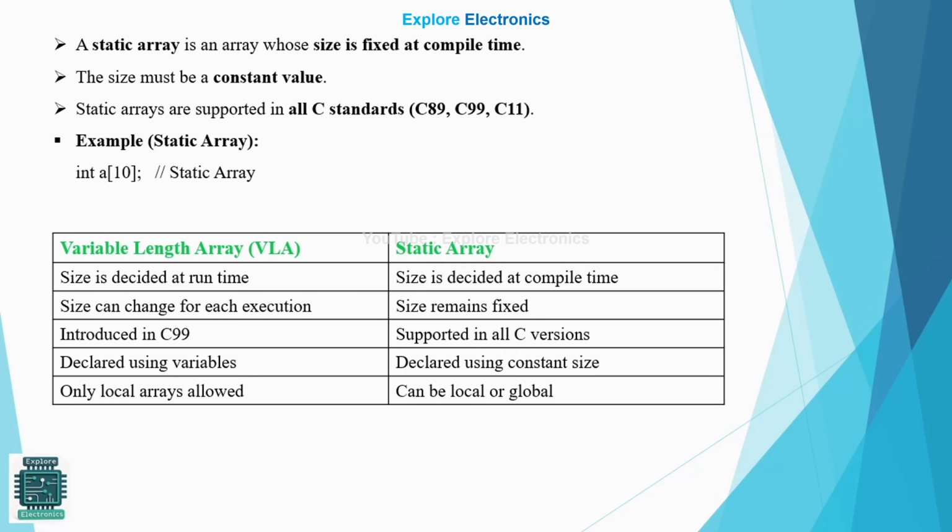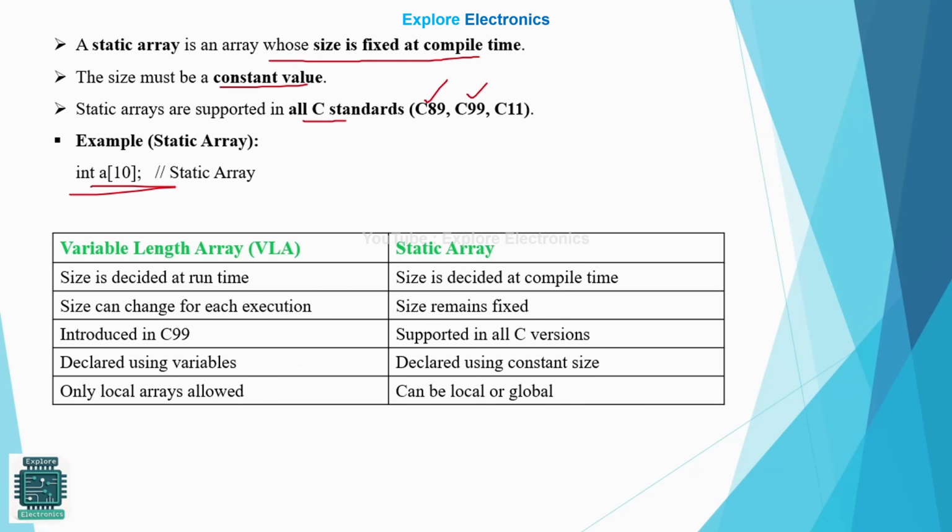Now static array. A static array is an array whose size is fixed at compile time. That one is at runtime. The size must be a constant value. Here it is supported by all standards, that is C89, C99 and C11.